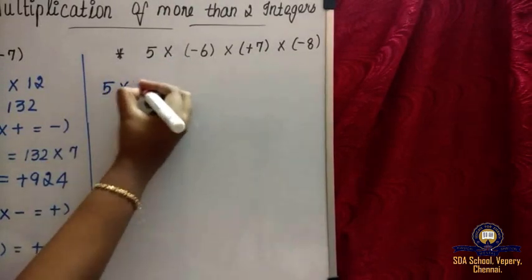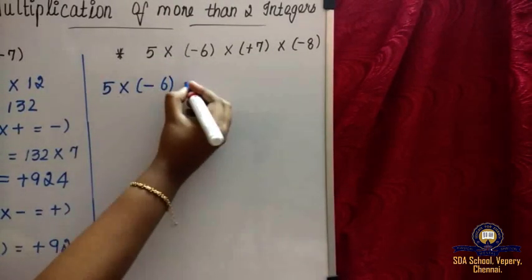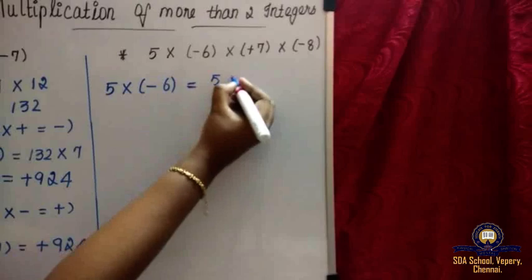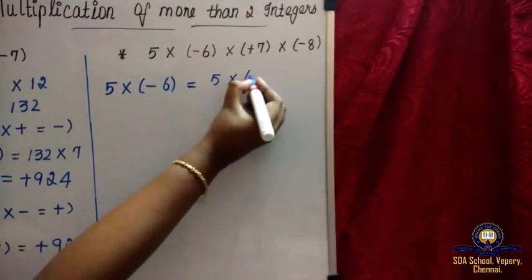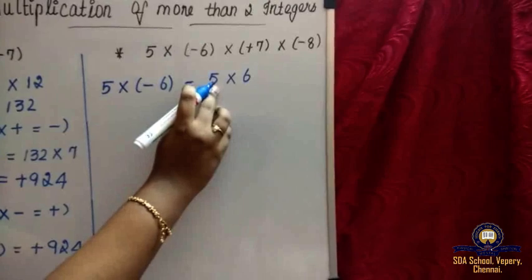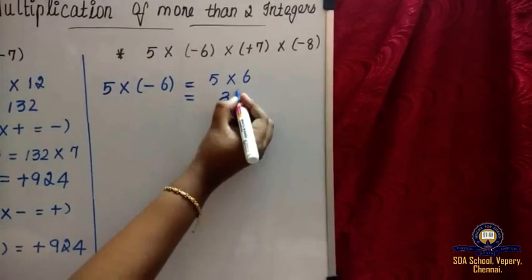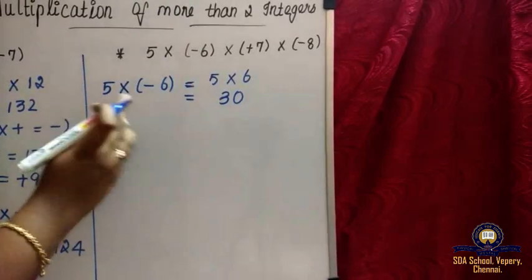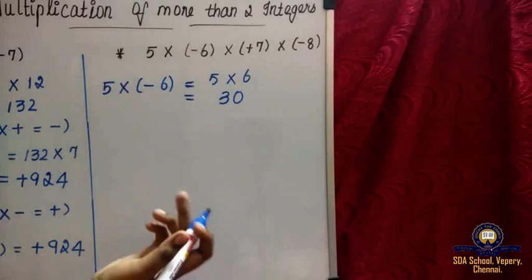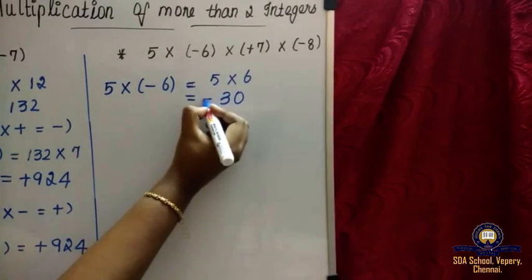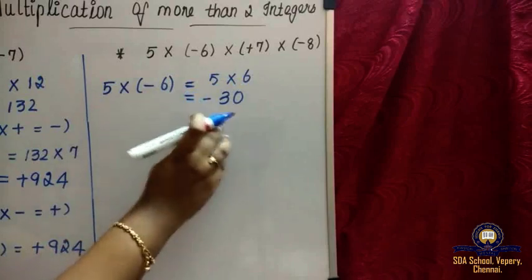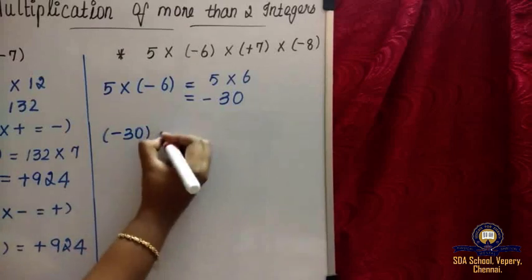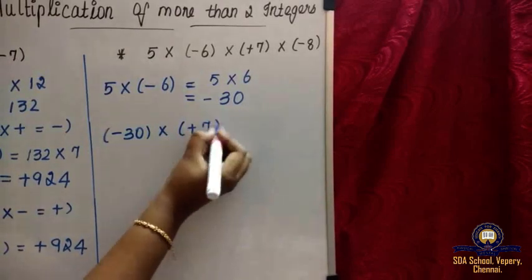5 into minus 6. The absolute value of 5 is 5 and the absolute value of minus 6 is 6. Next, 5 into 6 will give you 30. Both the integers have different sign. It is plus 5, minus 6. So the product will give you a negative integer, right? So it is minus 30. With this product we have to multiply the third integer, that is minus 30 into plus 7.